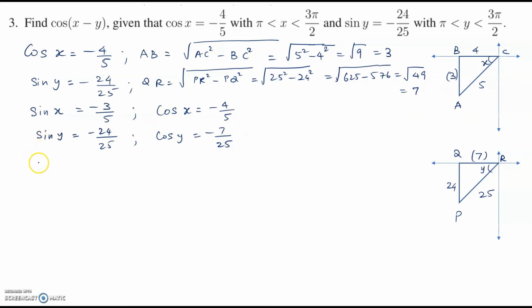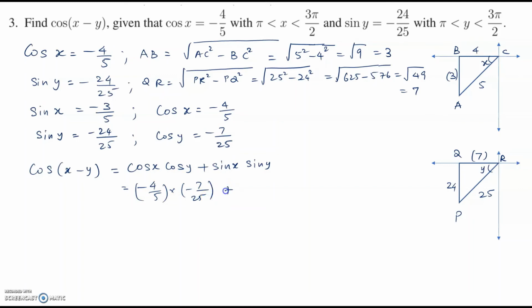Now we are asked to find cos x minus y. So that will be equal to cos x cos y plus sin x sin y. And that's equal to cos x is minus 4 by 5 into cos y is minus 7 by 25 plus sin x is minus 3 by 5 into sin y is minus 24 by 25.